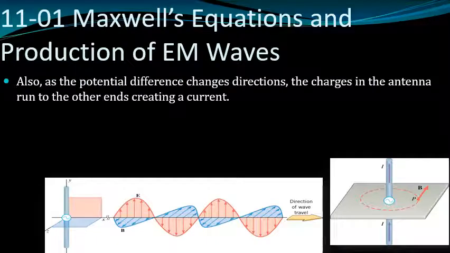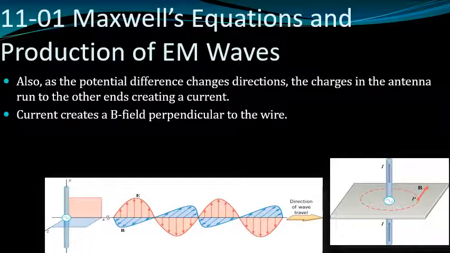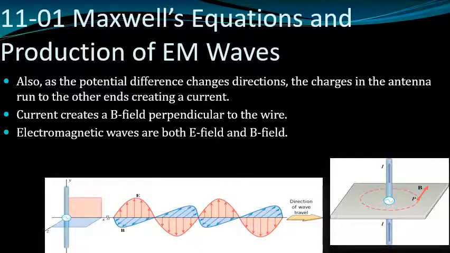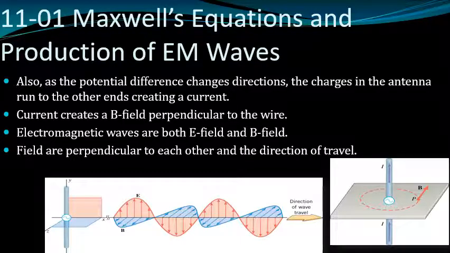Also, as the potential difference changes directions, the charges in the antenna run from one end to the other, creating a current. This current creates a magnetic field, and that'll be perpendicular to the wire. So the electromagnetic waves are both electric field and magnetic fields, and they are perpendicular to each other, and both are perpendicular to the direction of travel. They are transverse waves. We know that because they're going up and down, following the charges moving up and down the antenna.